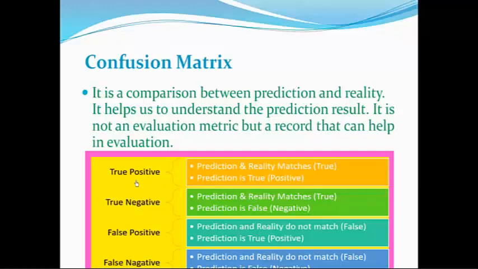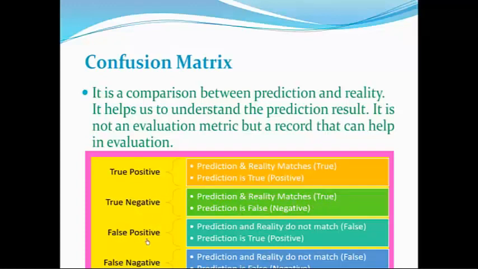So true positive means the prediction and the reality match with one another. For that reason, the prediction is true, hence positive. So true positive. True negative means when the prediction is what? False. For that reason negative has come. And the prediction and the reality both are telling the same answer. For that reason true. So true negative.